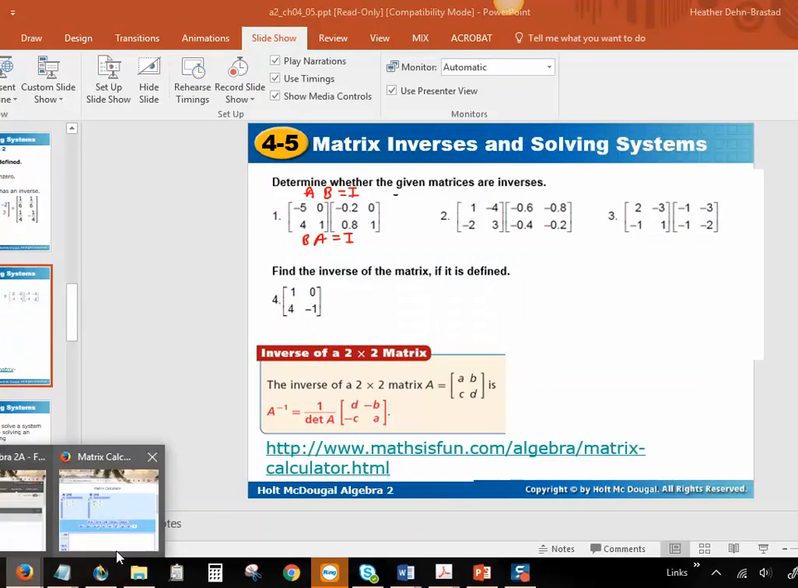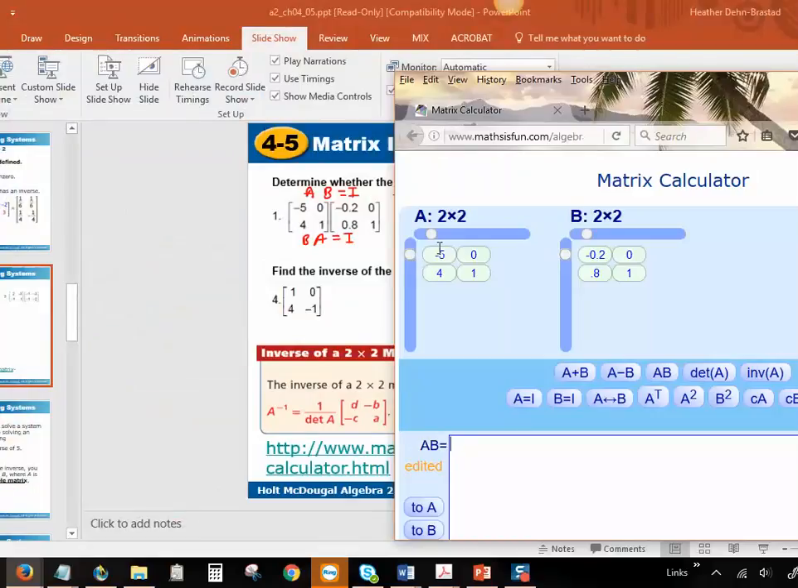All right, so I have already entered these two matrices into the matrix calculator. So I have -5, 0, 4, 1, and -0.20, 0.81. Yep, I got them right. Now I want to multiply A times B. So that's this button right here. I get the identity matrix.